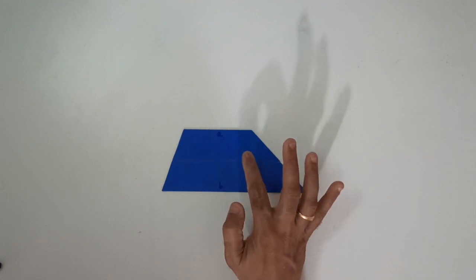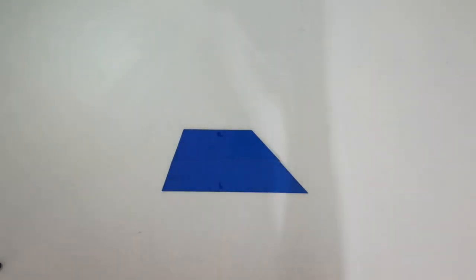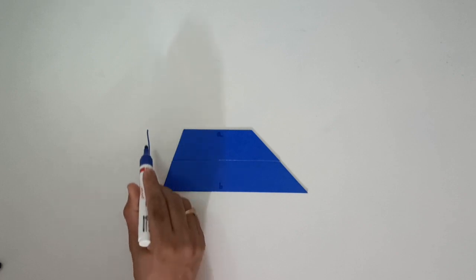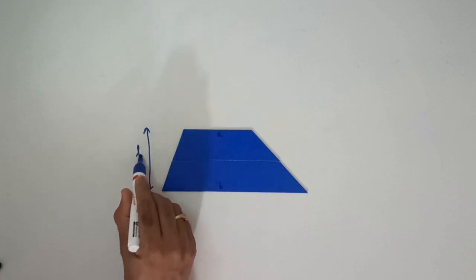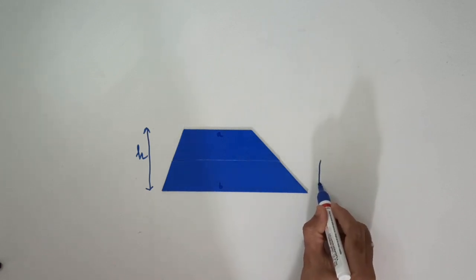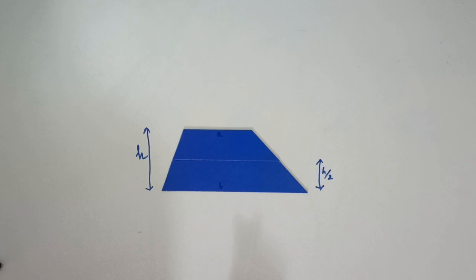Now what we have done is we have taken the trapezium and we have split it exactly into half, right? So if the height of the trapezium, if this whole height was h, what is the height of this half? It's nothing but h by 2, right?